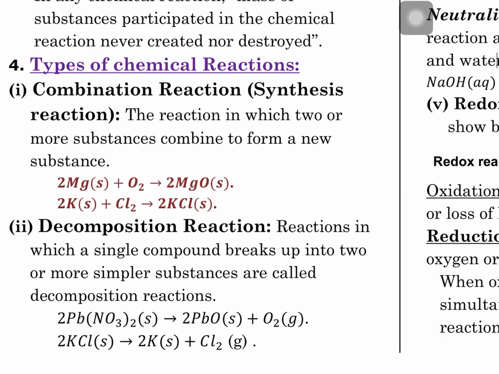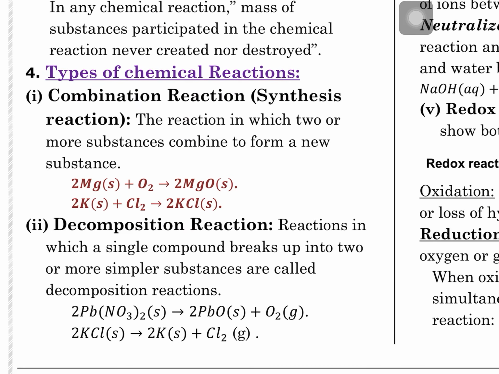The first reaction is said to be combination reaction, also called synthesis reaction. So what is called combination reaction? A reaction in which two or more substances combine to form a new substance is called a combination reaction. You may see the examples also. Here magnesium is combining with oxygen to give magnesium oxide.